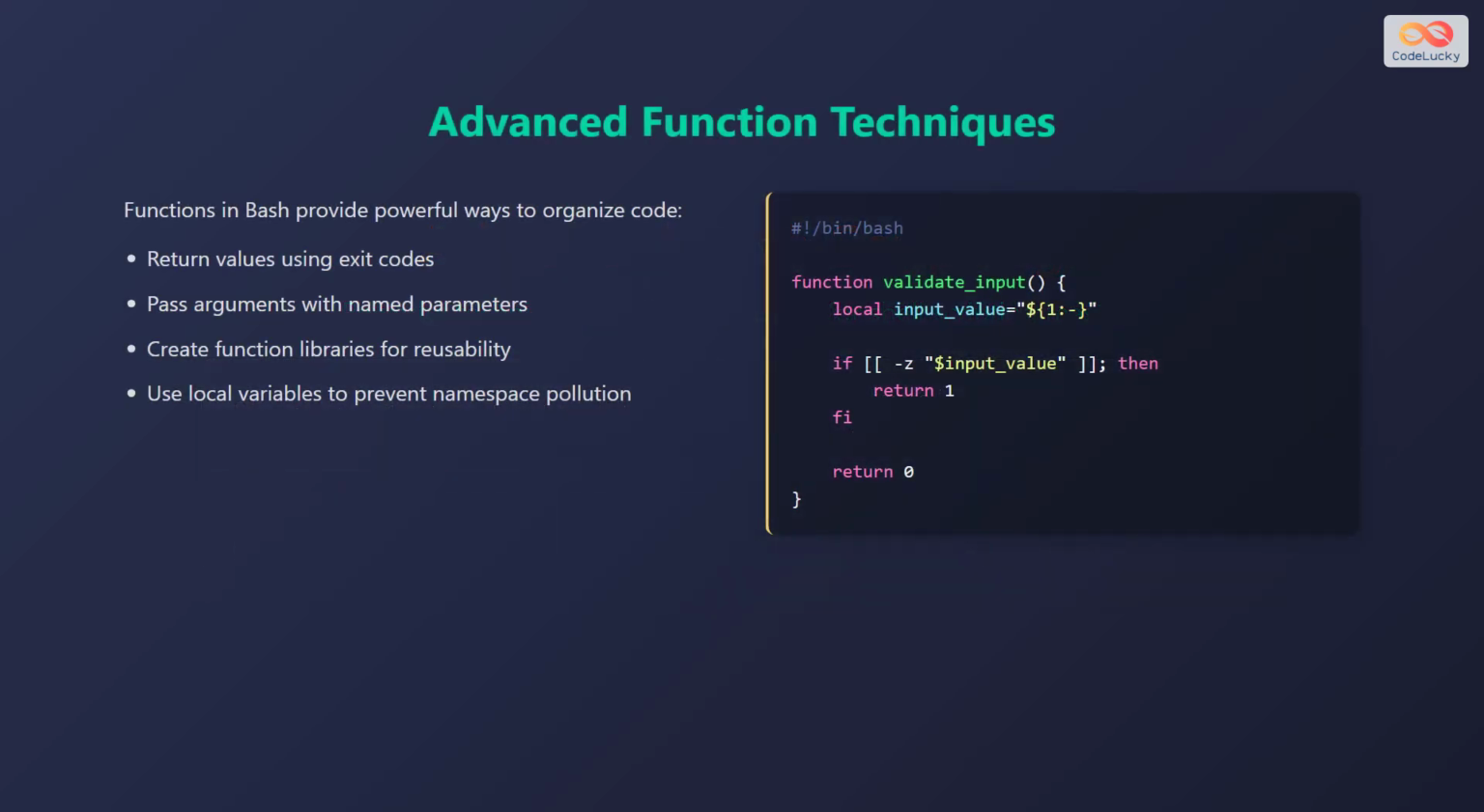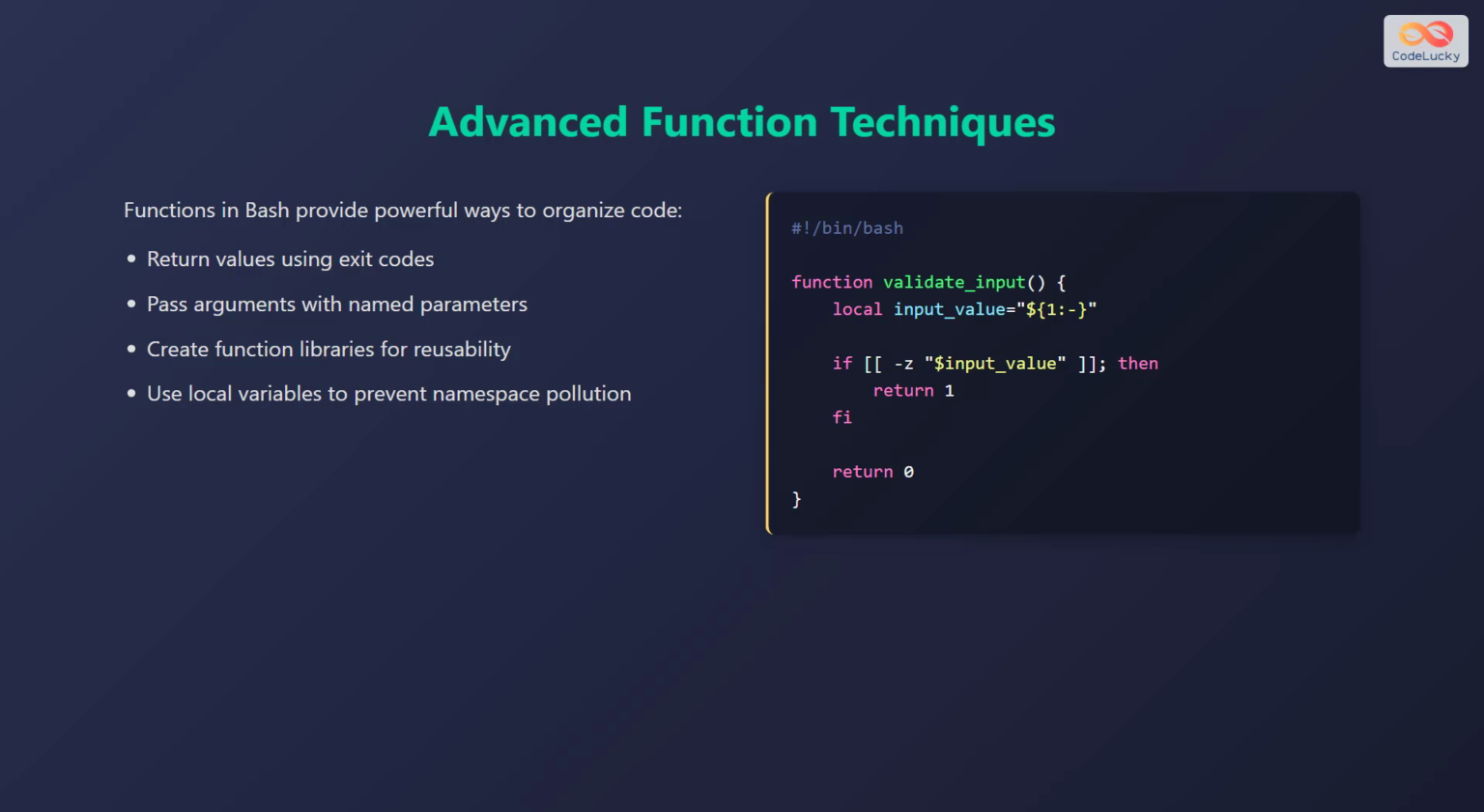Functions in Bash provide powerful ways to organize code. We can return values using exit codes, pass arguments with named parameters, create function libraries for reusability, and use local variables to prevent namespace pollution.